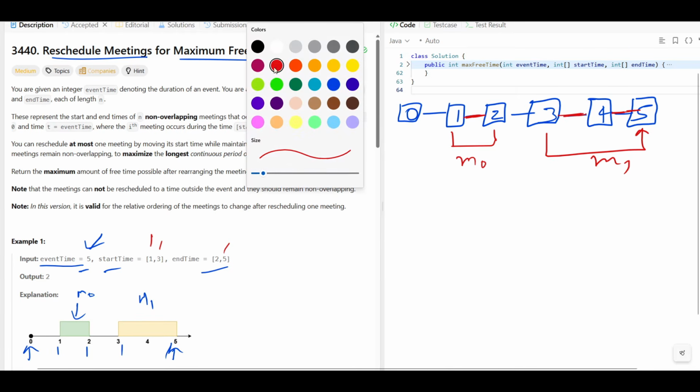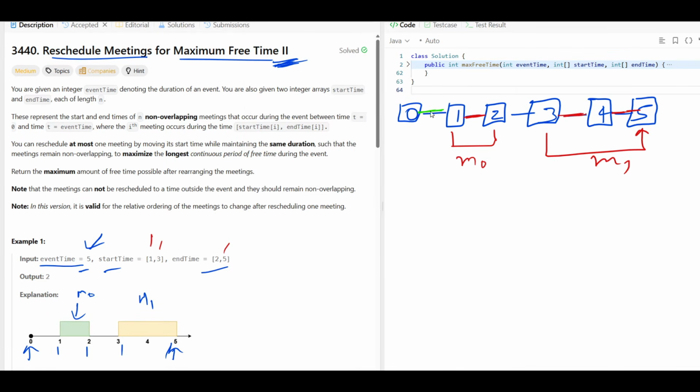So what are the free times we have available in this? The free times we have are 0 to 1, then 2 to 3. Can we say that this is called the free time? One unit is here and another one unit is here. So the total is 2 units of free time on this timeline. We have these two meetings, one from 1 to 2 and another from 3 to 5. So the gaps are from 0 to 1, that's 1 unit of free time, and another from 2 to 3, again 1 unit, right?